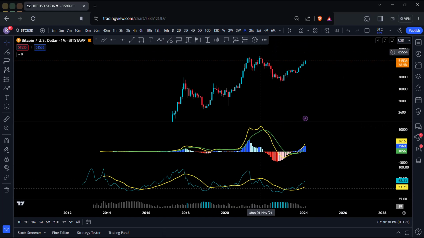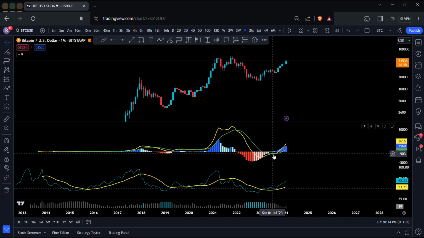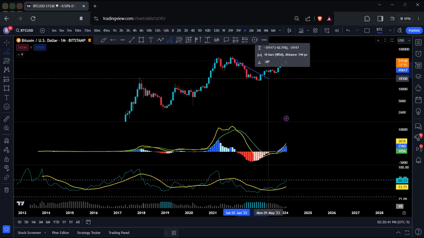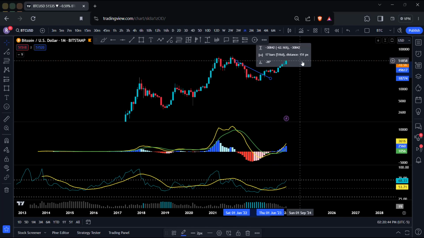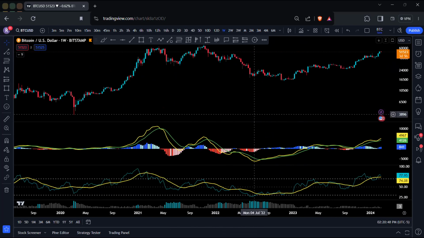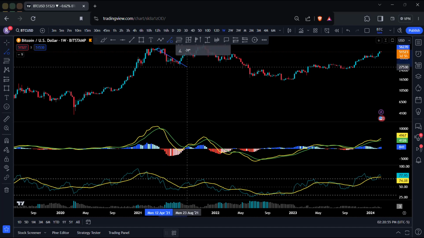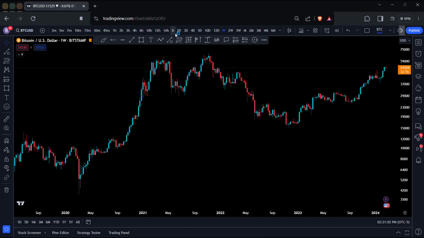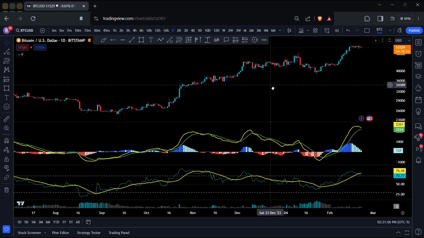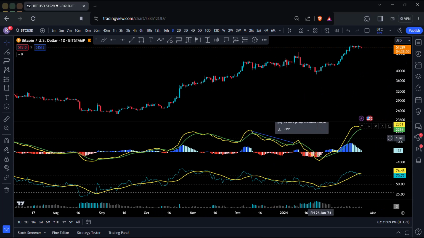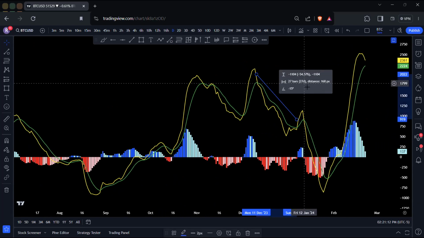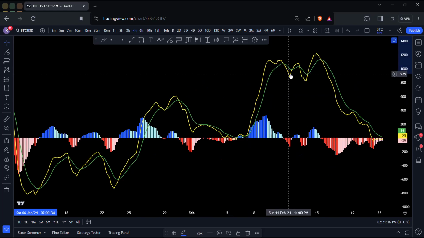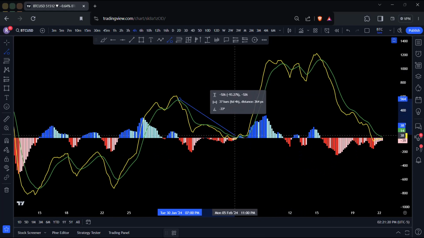Okay? So, once again, now let me explain something. Death cross to golden cross on a monthly time frame, right? 1 to 2 was 516 days. Death cross to golden cross on a weekly time frame, 112 days. Death cross to golden cross on a daily, 27 days. Death cross to golden cross on a 4-hour, 6 days.